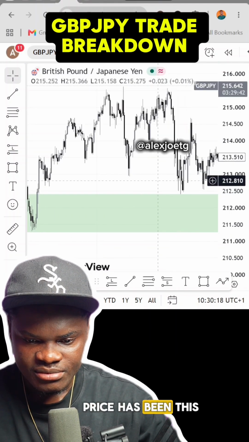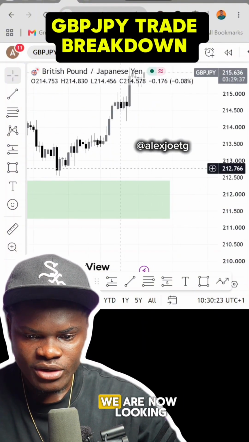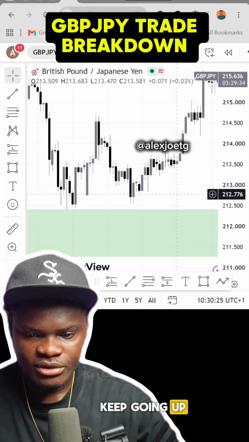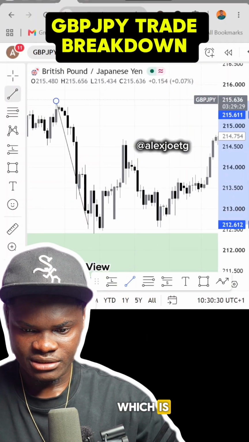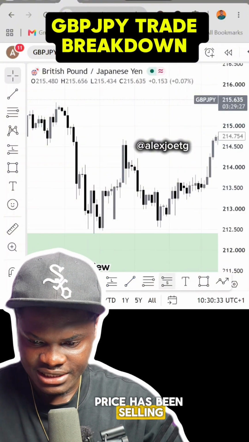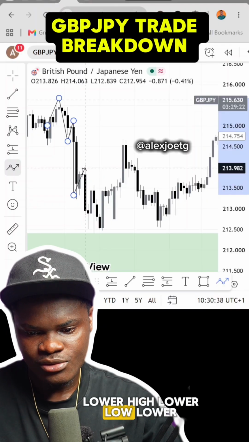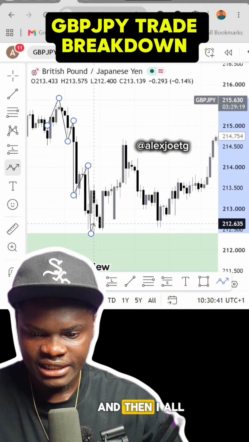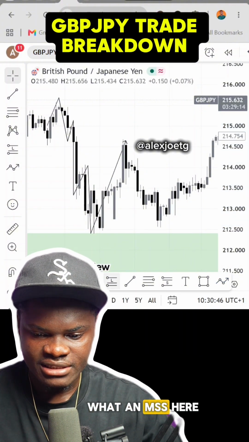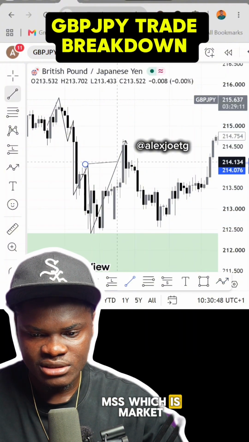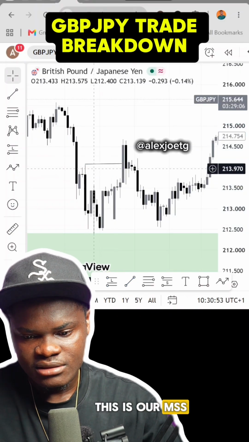So now on the 4 hour time frame, we can see that this is the 1 day POI, and price tapped in on it a bit. So since price tapped in, we are now looking for price to what? Keep going up. And then here now, price has been selling, lower high, lower low, lower high, lower low, lower high, lower low, and it has been selling. And then all of a sudden it now bought, making it what? An MSS here. So here is our MSS, which is market structure shift, right? This is our MSS right here.